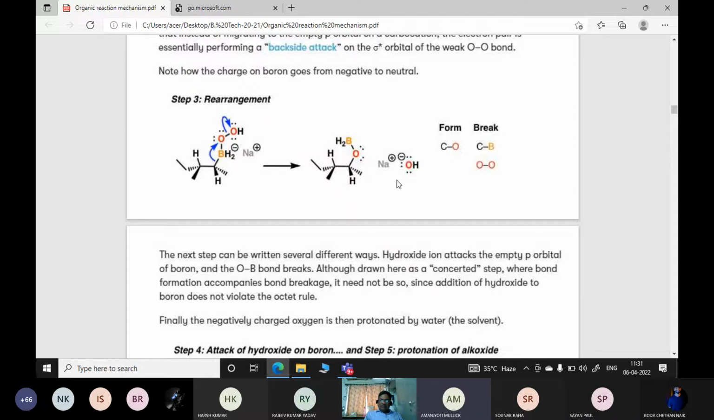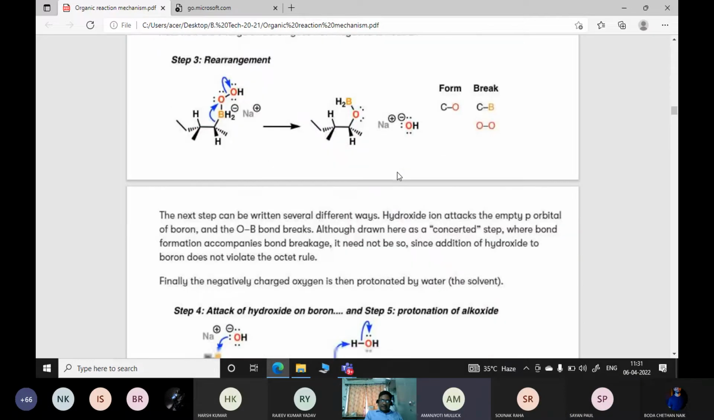At the same time, OH minus, means the sodium hydroxide, is newly generated. Is it clear? Yes, it is clear. Thank you, sir. Okay. Very good.